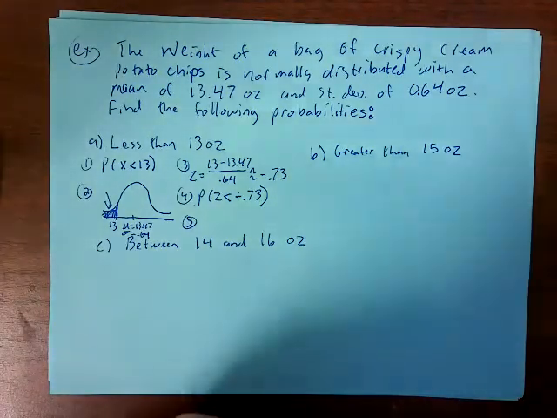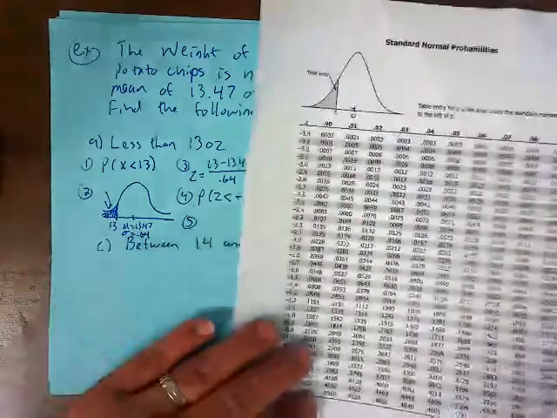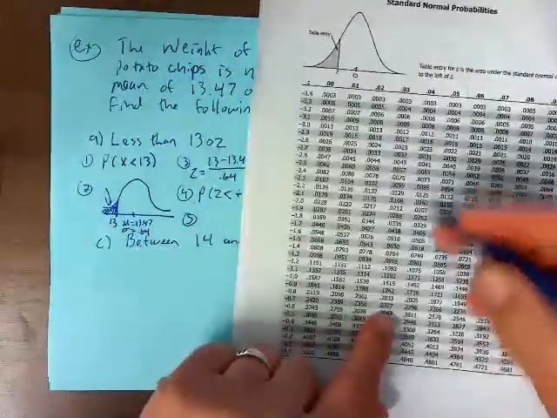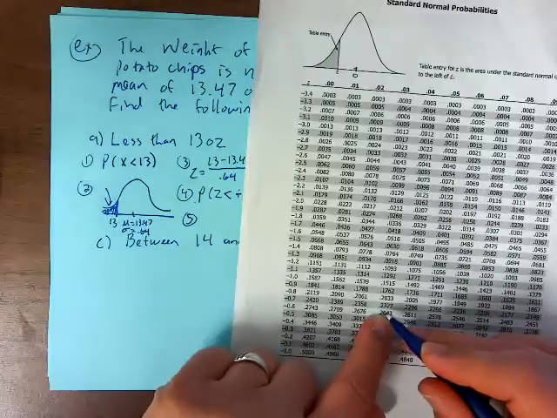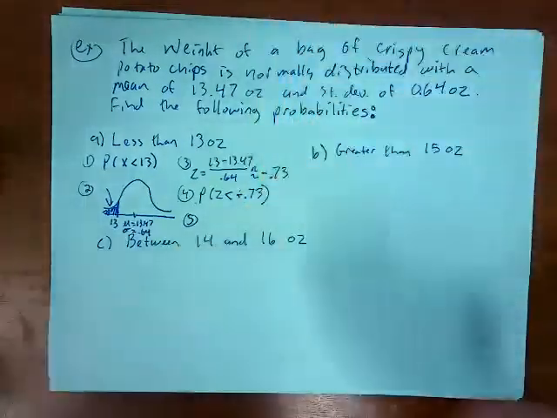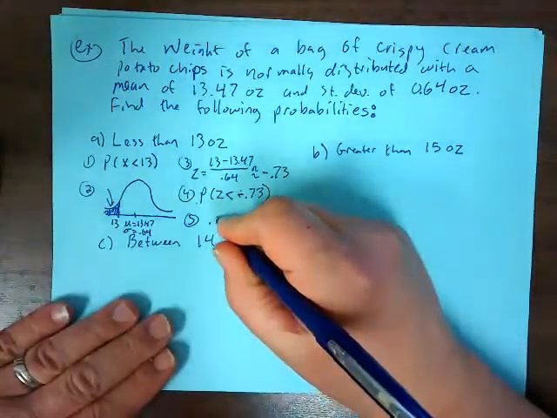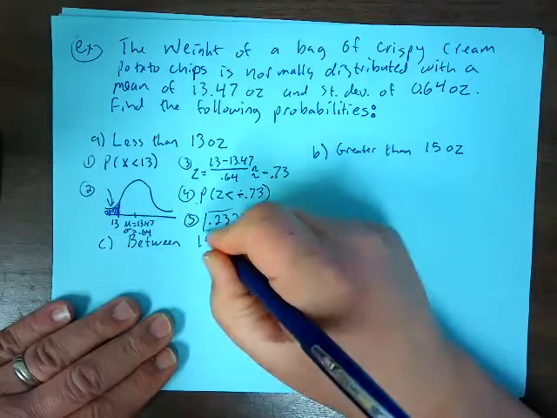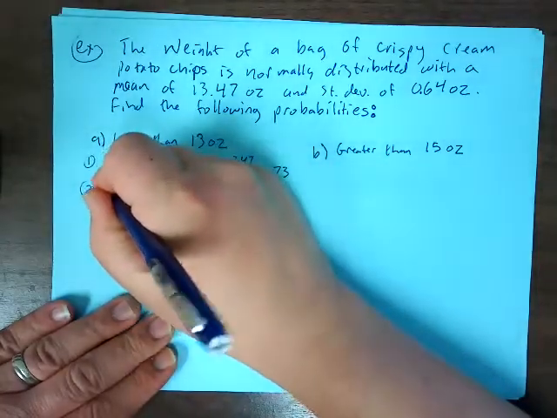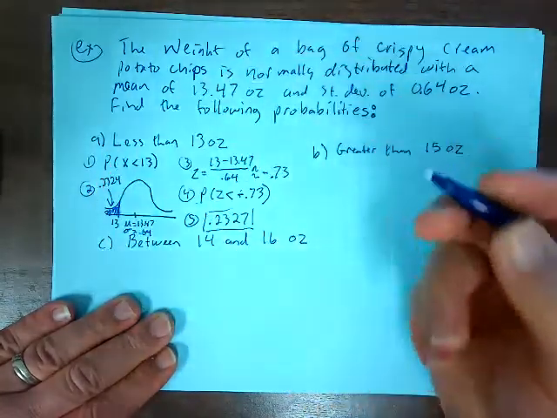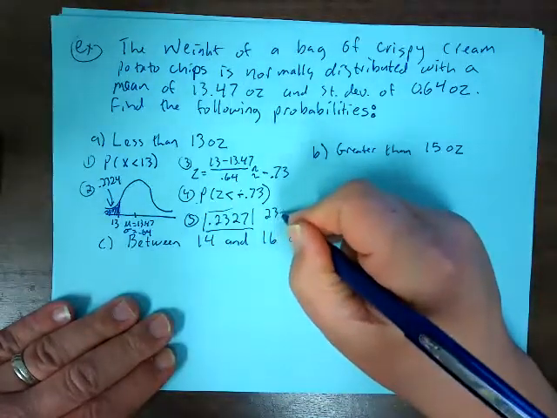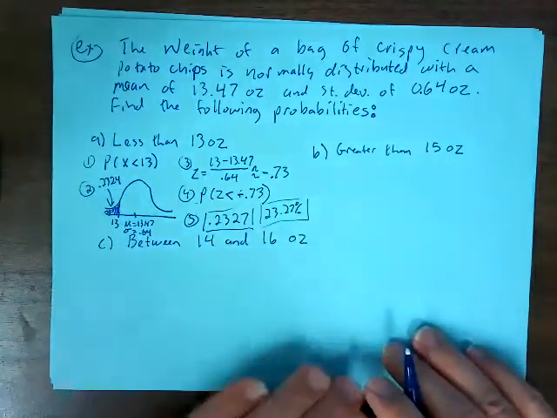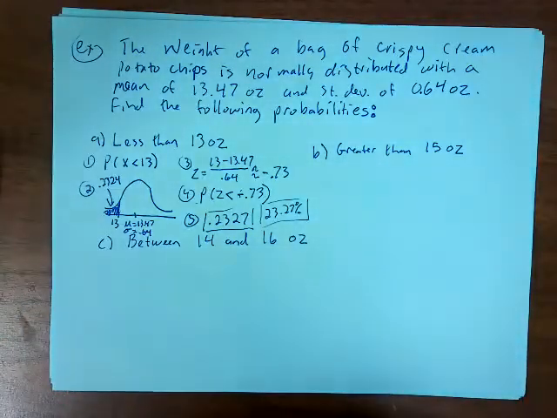All you have to do is look it up on the table, and the area on the table is the area that you want. So negative 0.73. These cross at 0.2327, and that is the probability I'm looking for. You can also think of it as 23.27% of the products have a weight below 13 ounces.